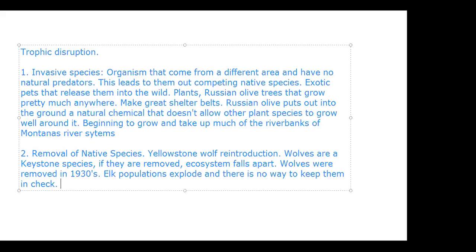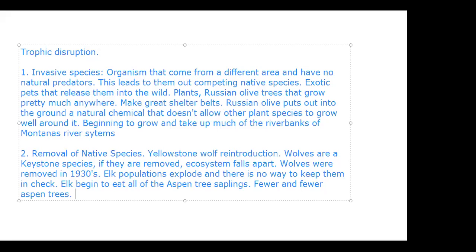Okay? And so one thing that elk really, really like to eat is aspen saplings, aspen tree saplings. So elk begin to eat all of the aspen tree saplings, okay? So there is essentially all these little aspen trees. Once the bigger trees go away, there are fewer and fewer aspen trees, okay?